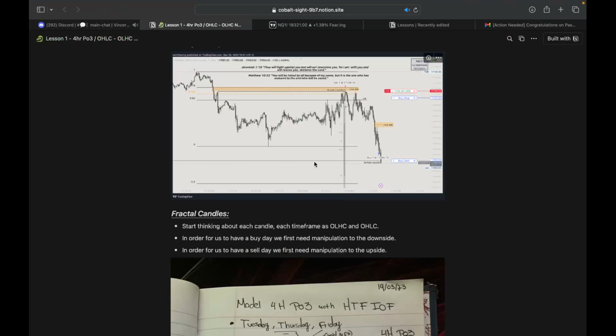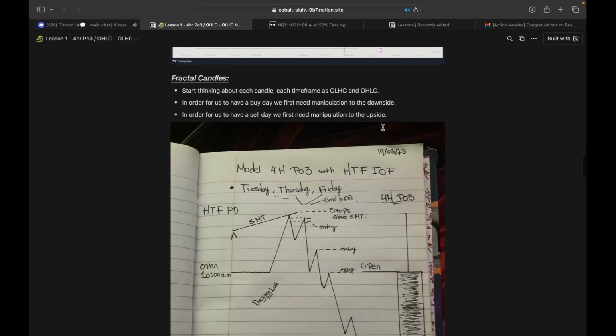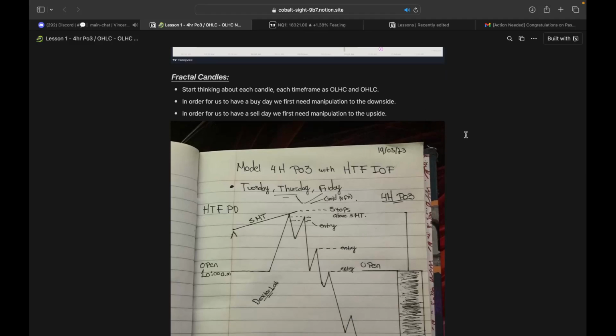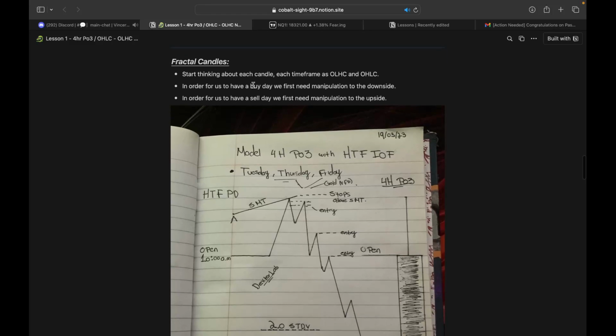All right. So, fractal candles. If you want to be a successful trader and understand this concept, you need to be thinking about each candle, each time frame as open low high close and open high low close. In order for us to have a buy day, and this is in reference to a daily time frame, if we're looking at weekly, monthly, whatever, by month, by week, we first need to see manipulation to the downside before we go higher. If it's a sell day, we first need to see manipulation to the upside.